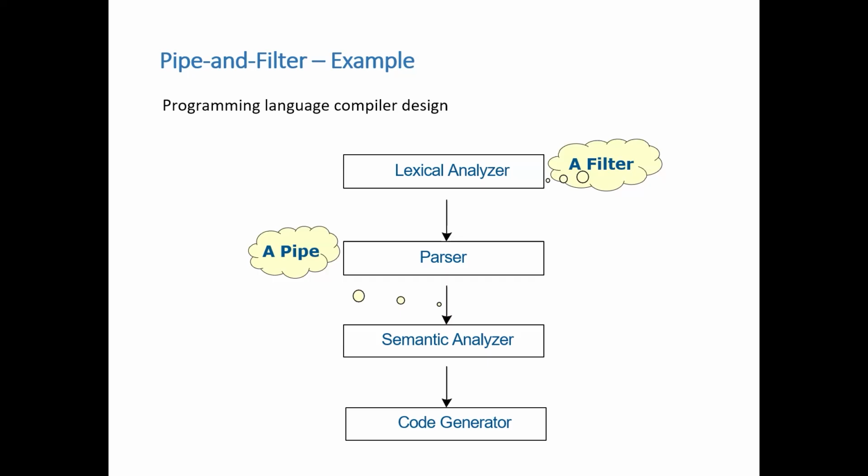This kind of structure is clean, modular, and easy to maintain. If we ever need to replace or modify one phase, say update the semantic analyzer, we can do so without changing how the rest of the compiler works. That's the beauty of pipe and filter in practice. It promotes separation of concerns and makes each step independently testable and replaceable. So compiler design is a great real-world example where this architectural style naturally fits.